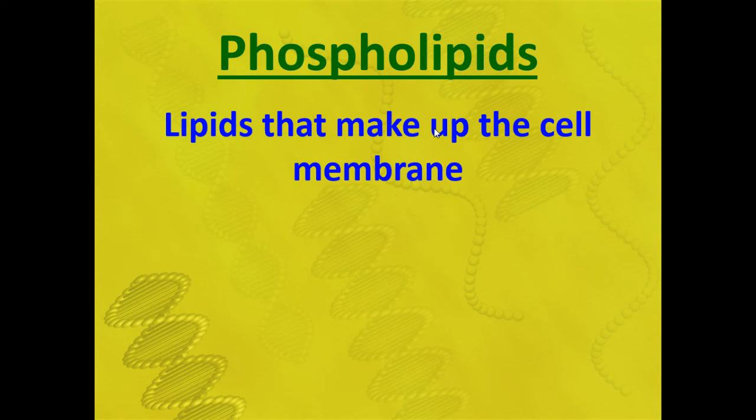A phospholipid is a lipid that makes up the cell membrane. So this is not the monomer of a lipid, this is just one type of a lipid. So all of your cells are made up of lipids.